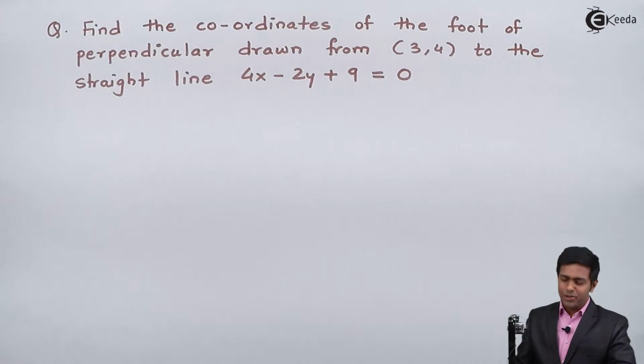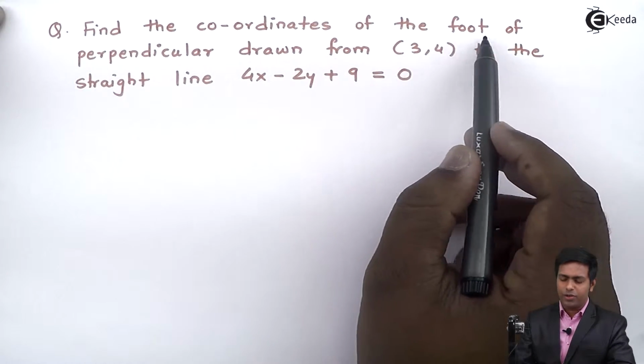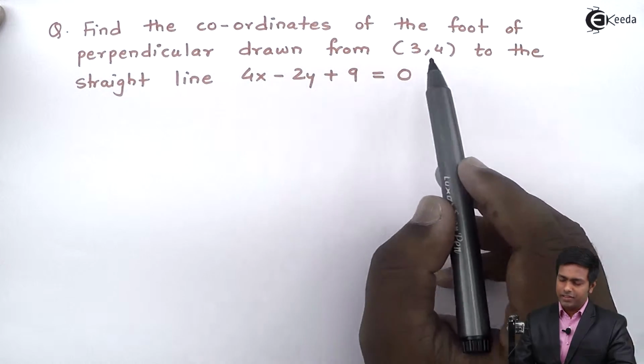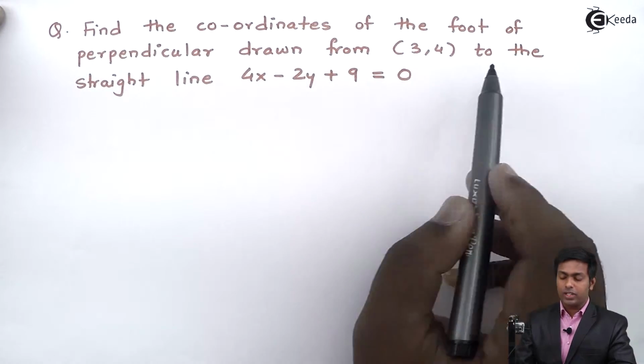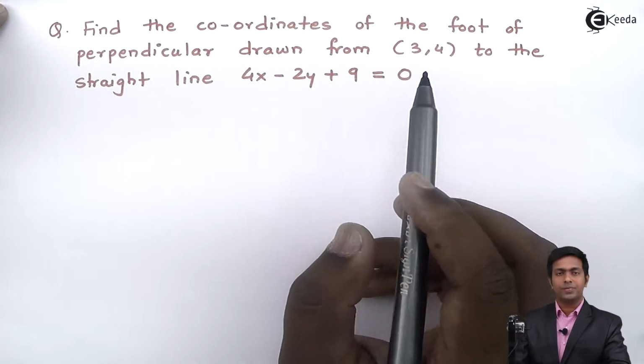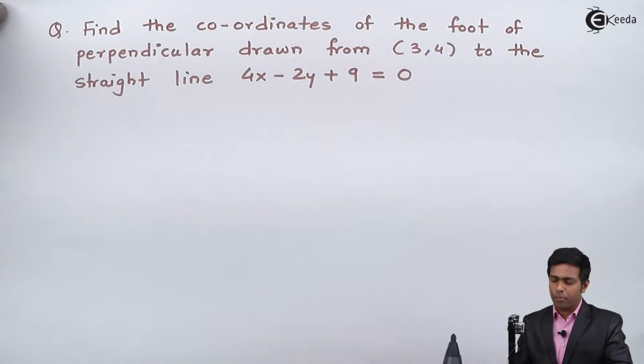Hello everyone. So here in this problem we have to find out the coordinates of the foot of perpendicular drawn from the point (3, 4) to the straight line 4x minus 2y plus 9 equal to 0.